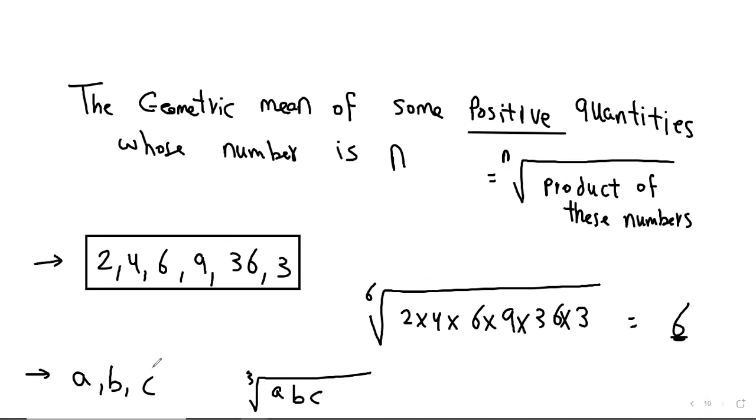And here, if we have 3 values like A, B, and C, what is the geometric mean of these values? It's the cubic root of the product of them, A, B, C. And if we have 4 values like A, B, C, and D, what is the geometric mean of these values? It's the 4th root of A times B times C times D.